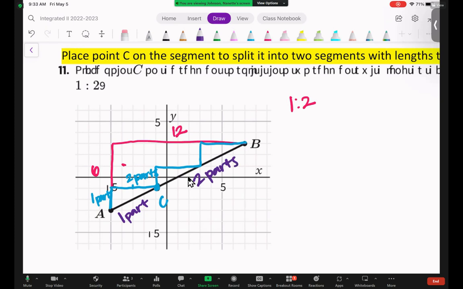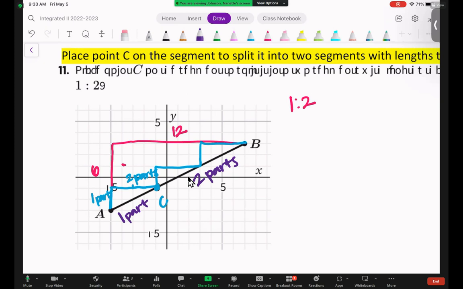There's other ways to do this, which involve finding the length of your hypotenuse, and then measuring out, kind of dividing it into 3 parts and giving 1 part to the one side and 2 parts to the other side. But this is a quicker way to do it because we're just using slope.